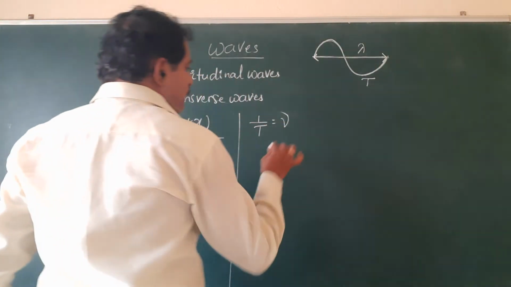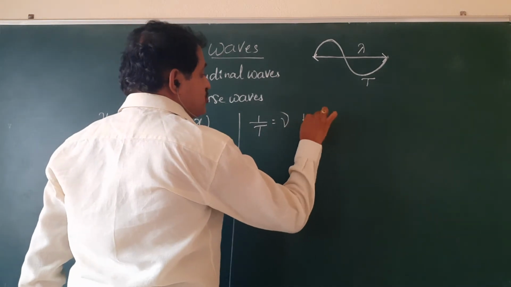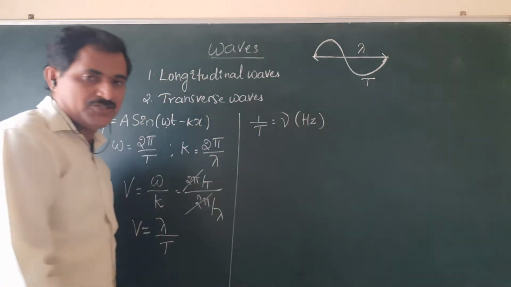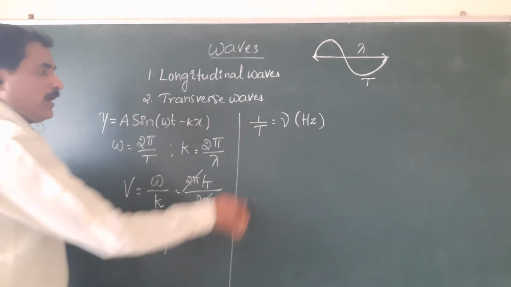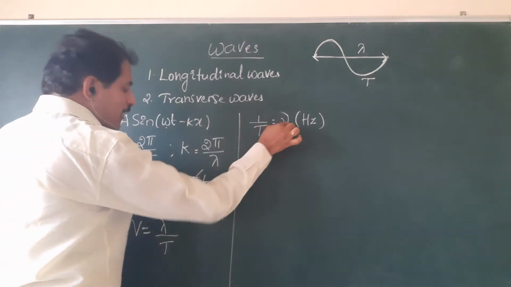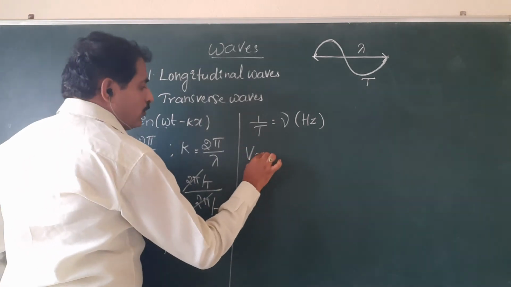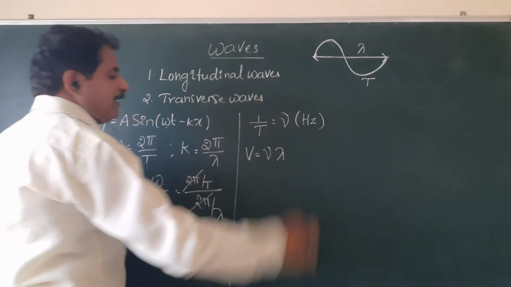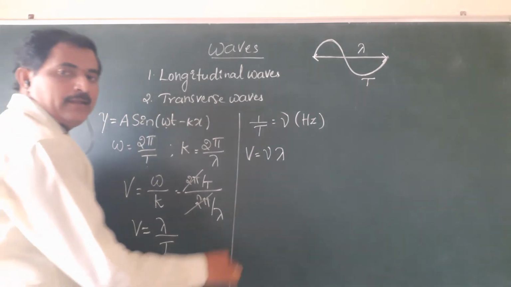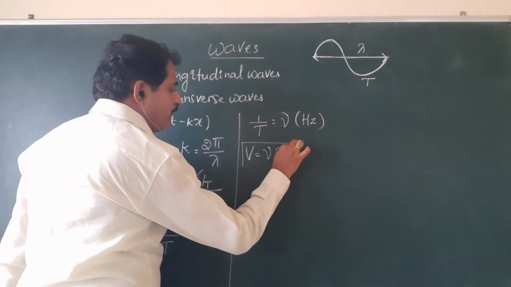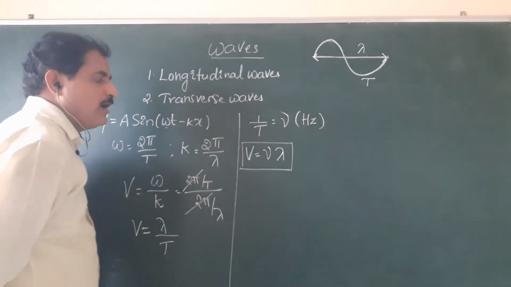The unit of frequency is hertz. Now, in place of 1 by T, you can write mu. Then v is equal to mu into lambda. It is the expression for velocity of the wave.